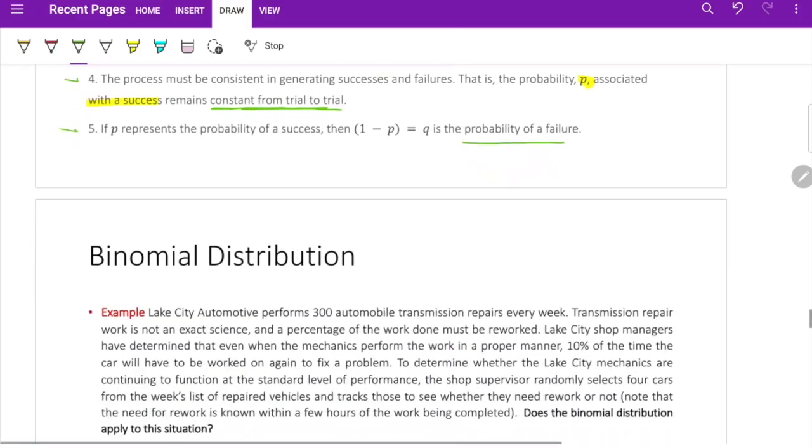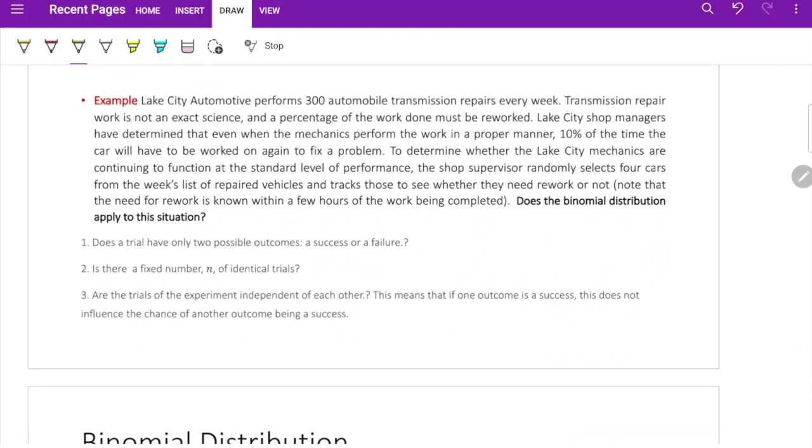Let's have an example. Lake City Automotive performs 300 automobile transmission repairs every week. Transmission repair work is not an exact science, and a percentage of the work done must be reworked. Lake City shop managers have determined that even when the mechanics perform the work in a proper manner, 10% of the time the car will have to be worked on again to fix the problem. So you have a chance that 10% of the time the vehicle must be reworked again.